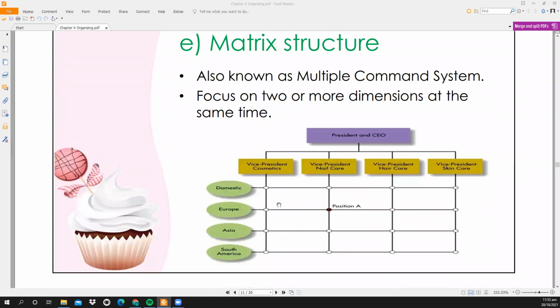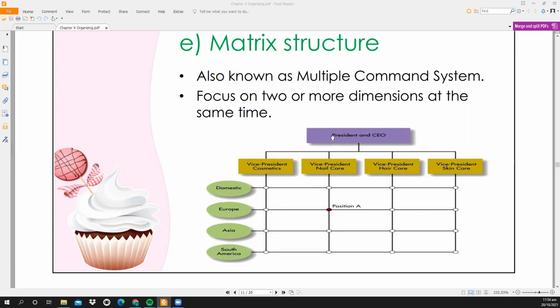Okay, matrix structure, also known as multiple command system, focus on 2 or more dimensions at the same time. Okay, so parang ito, no, itong matrix na to, this can be combination of different structures. So for example, itong sa ano natin, sa picture natin, no, this is the combination of geographical and product structure.